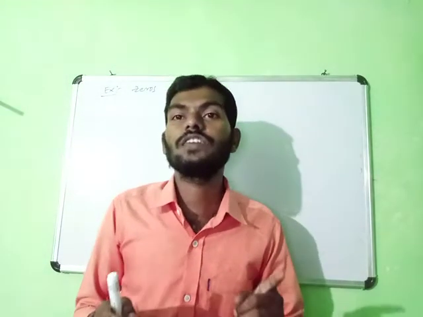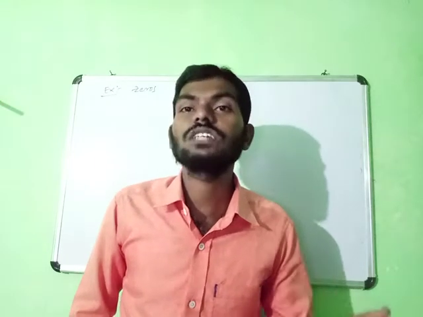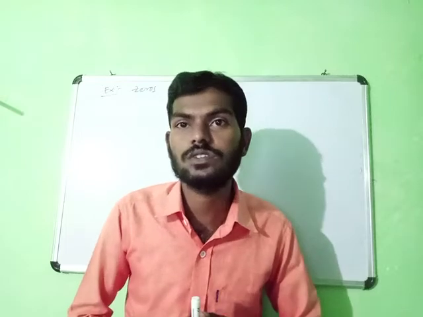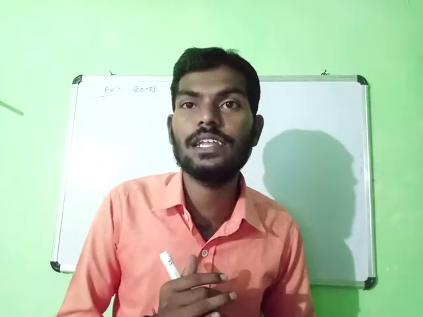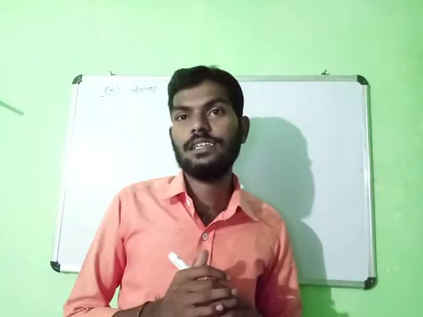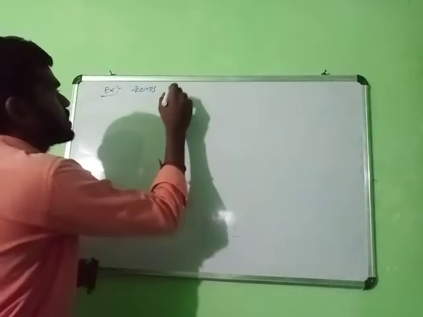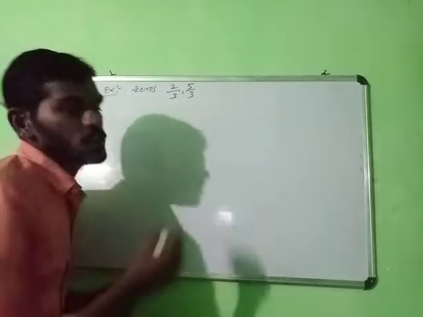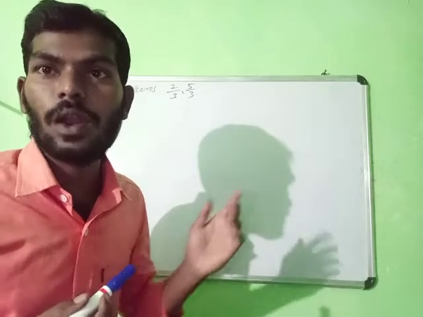For example, if the zeros are fractions, take the sum of roots and the product of roots. Then in both cases, look at the denominator; that is the k value. For example, listen here: the zeros are 2/3 and 5/3. Find the polynomial.